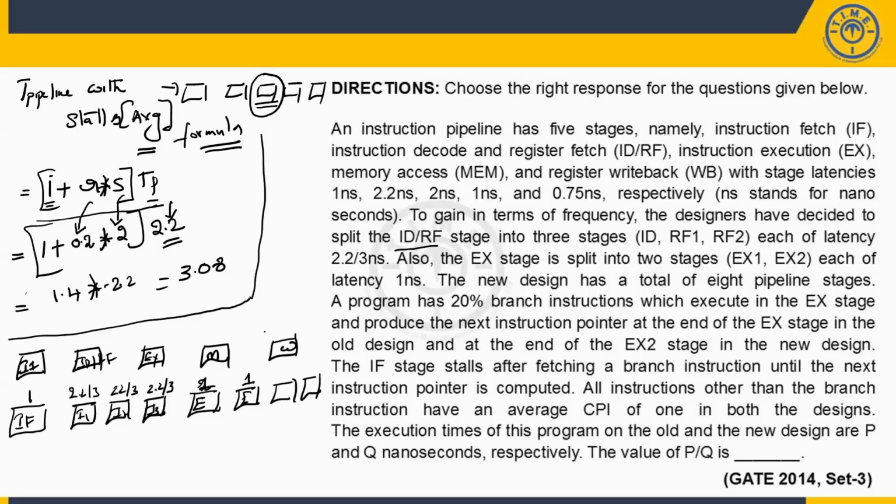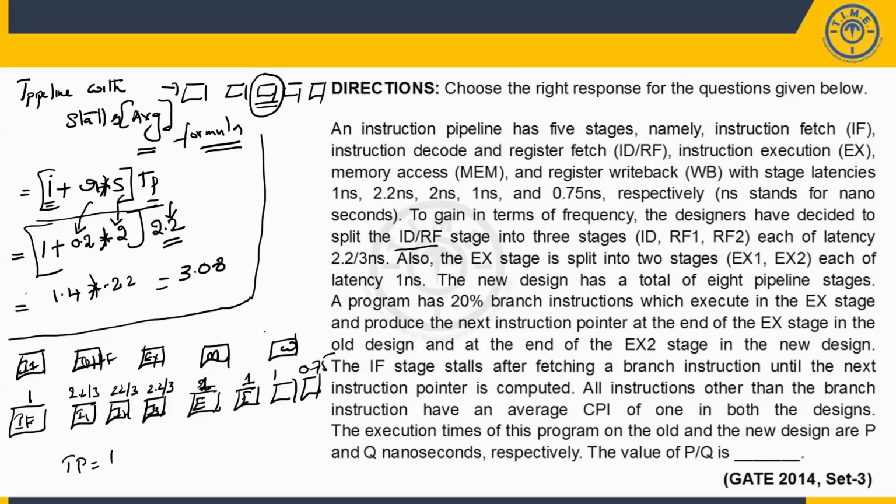Memory access time is 1 and 0.75. Okay, so this is the advanced pipeline. I'm sorry, this is quite clumsy, but the actual 5-stage pipeline is updated to 1, 2, 3, 4, 5, 6, 7, 8-stage pipeline.